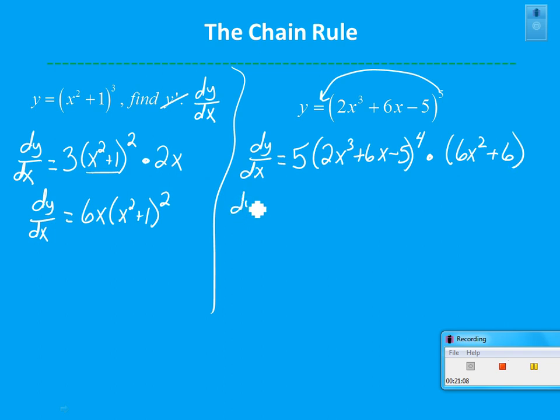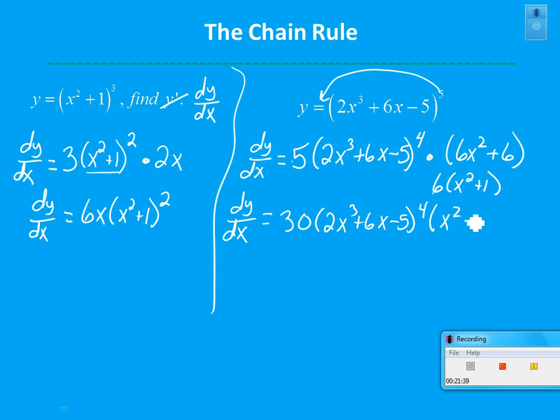So there's one form of the answer. Every now and then, Math Excel or the book will say factor it completely. So here's what that means. Check out this 6x squared plus 6. There's a 6 that can be factored out. So if I factored out a 6, I'm left with an x squared plus 1. My other ending answer could be 5 times 6, 30, times 2x cubed plus 6x minus 5 to the 4th, times x squared plus 1. There's my derivative of it using the chain rule. So the power comes down, decrease it, leave your parentheses alone, times the derivative of whatever's inside your parentheses.